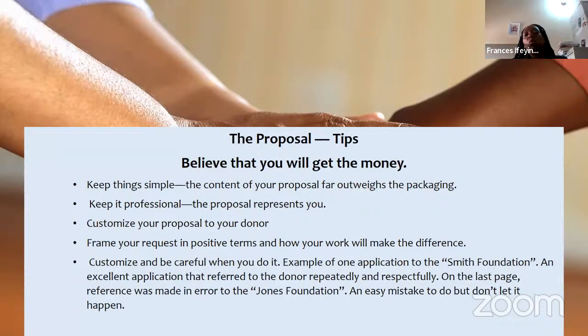But because it was a generic document that they were tweaking to suit a specific organization, they had their standard document, they were just editing it. They forgot to change the name on the last page. So on the last page, when they were referring to the donor, instead of writing Smith Foundation, the document still carried the Jones Foundation. Now this talks about editing.